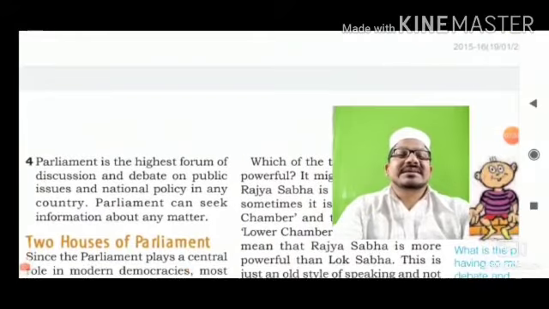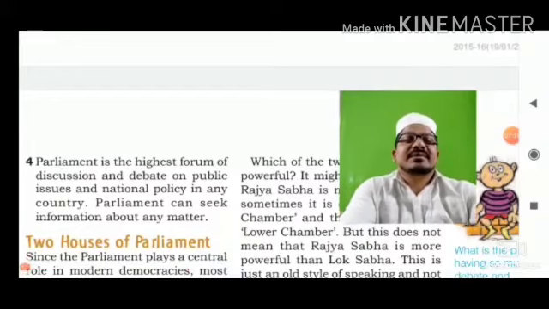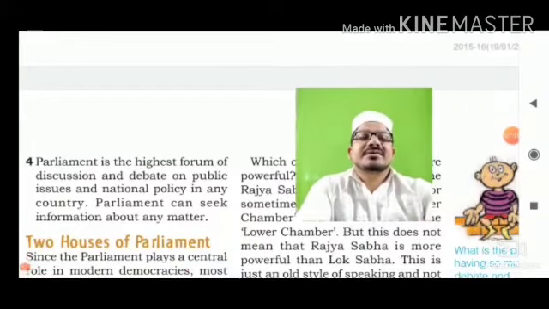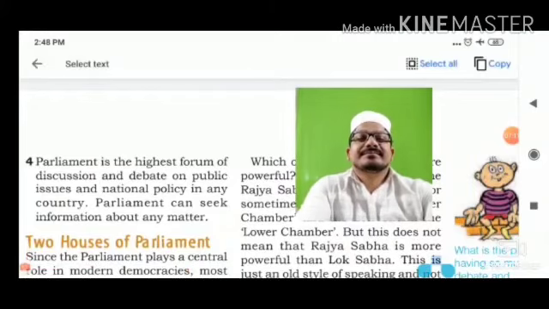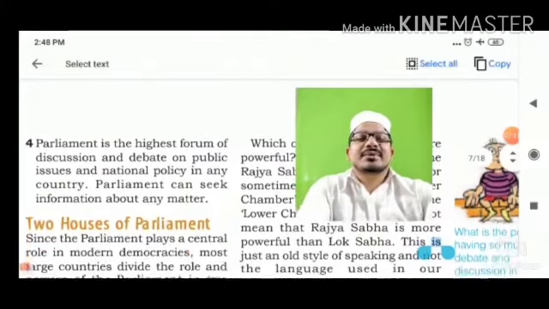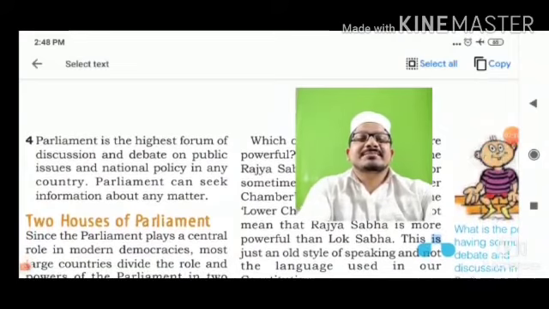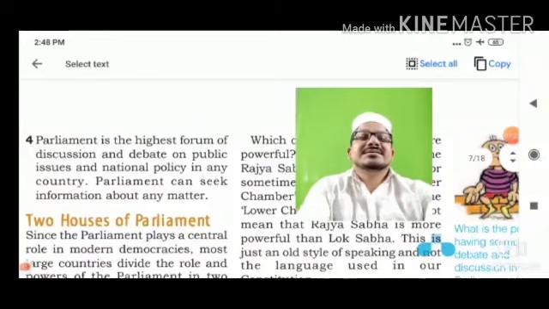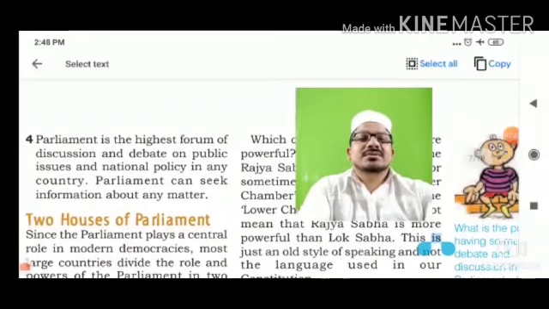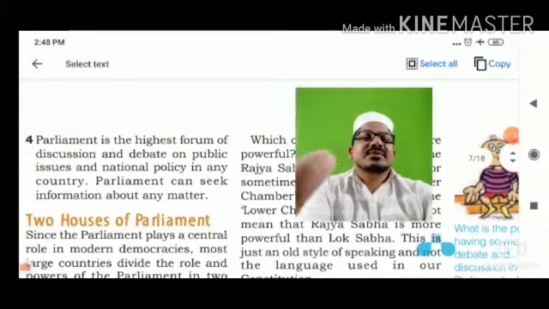And the fourth necessity of the parliament is that the parliament is the highest forum of discussion and debate on public issues. We can see the importance of discussion and debate by the parliament in the case of Mandal Commission. So parliament will include members from both ruling party and opposition party. All the members will get equal chance in discussion and debate on a particular issue.